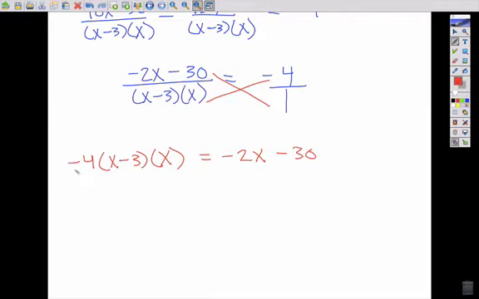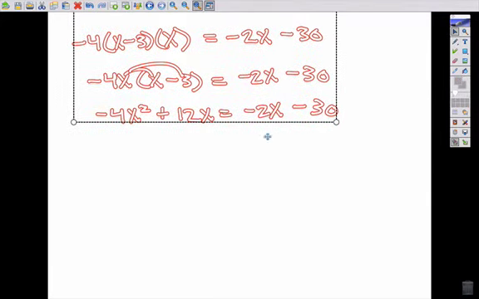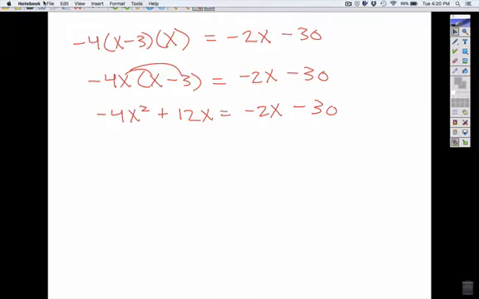Okay, now I'm going to just write the negative 4 with the x. That's going to make it easier to distribute to the x minus 3. And then this side, I don't really have to do anything. And now I'm going to go ahead and distribute. So I have negative 4x to the second plus 12x is equal to negative 2x minus 30. Now, we have a quadratic equation because we have x to the second. And to solve quadratic equations, we want to set them equal to 0.